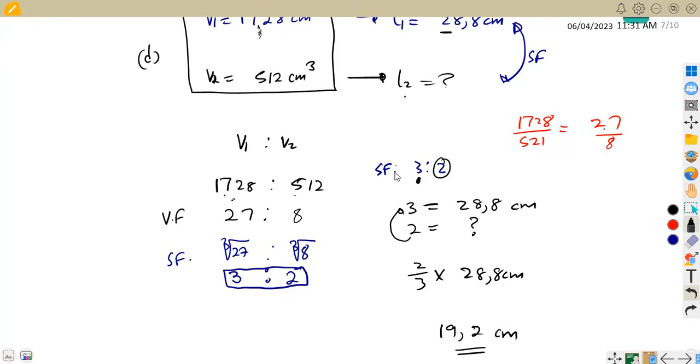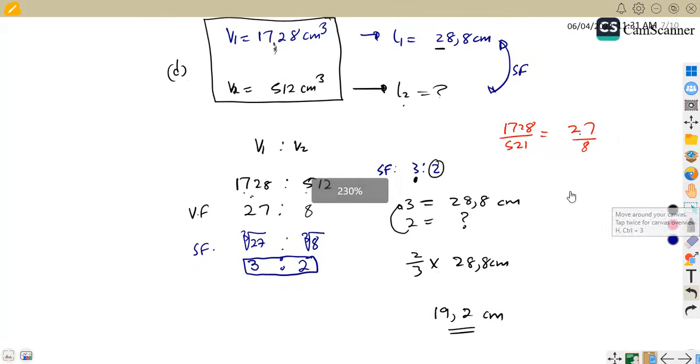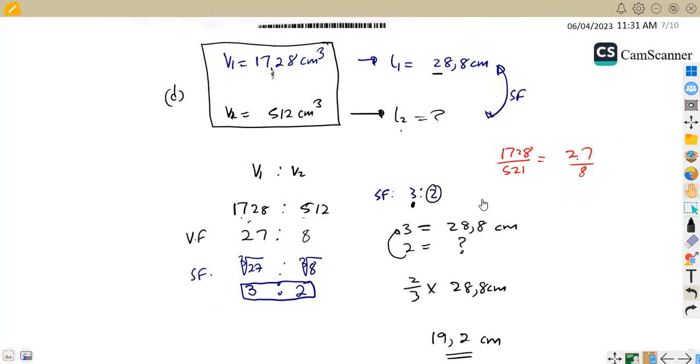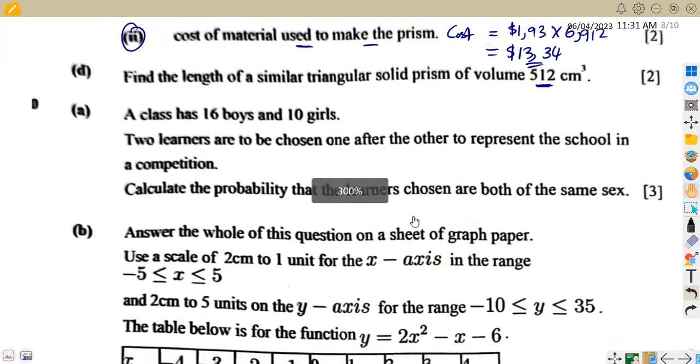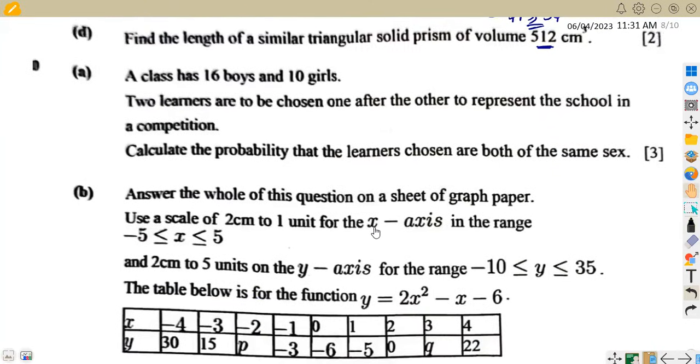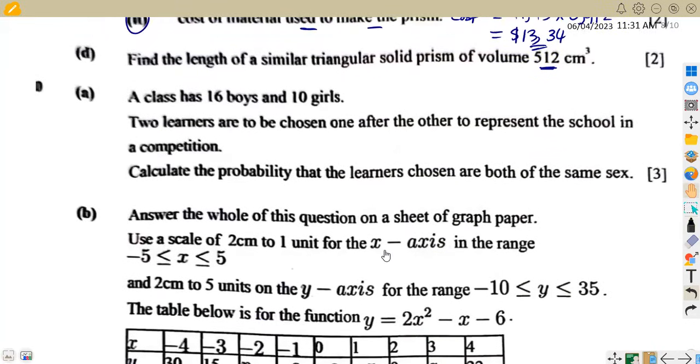Take note of your information. Do not rush when you are answering these typical questions, especially on similarity. You are supposed to be very, very careful. Anyway, that was our question 9.